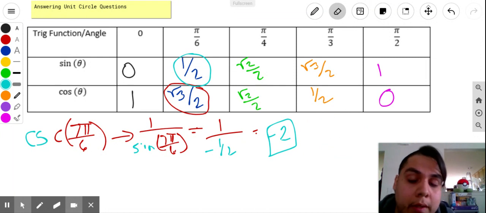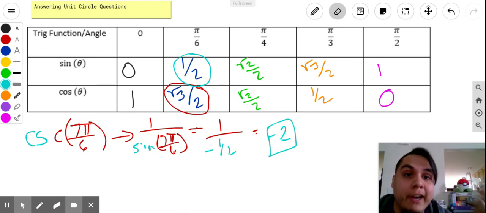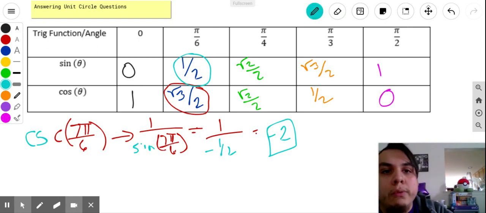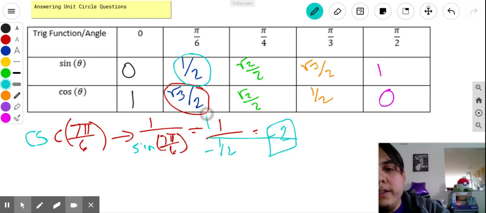And that's it. I did the cotangents. Now let's talk about if I gave you the trig ratio that you're supposed to get for these reciprocals, and you need to figure out what the angle is.